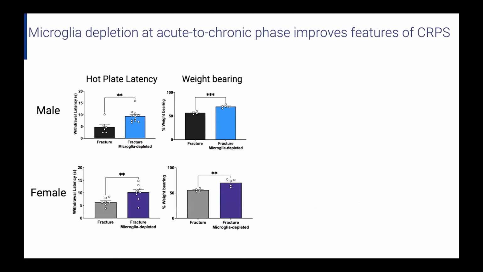And then the other interesting thing was that we saw improvement in hot plate latency, both in males and females, improvement in weight bearing in males and females. So now they're feeling maybe more comfortable. They can walk on that injured limb.